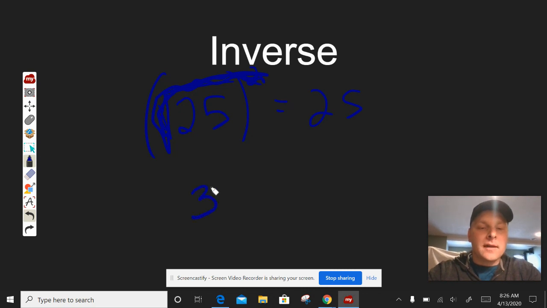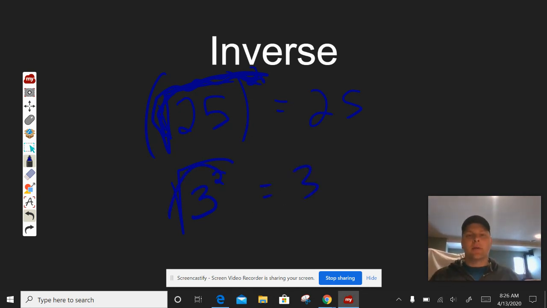Or if we start with a number like 3 and we do it to the second power, now it's 9. If you want to get it back to 3, you do the square root. So the squared and the square root are inverses of each other. We're going to use that to solve some equations today.